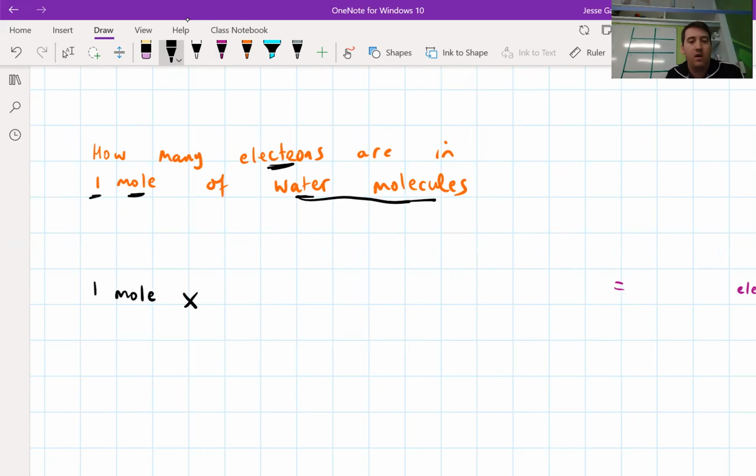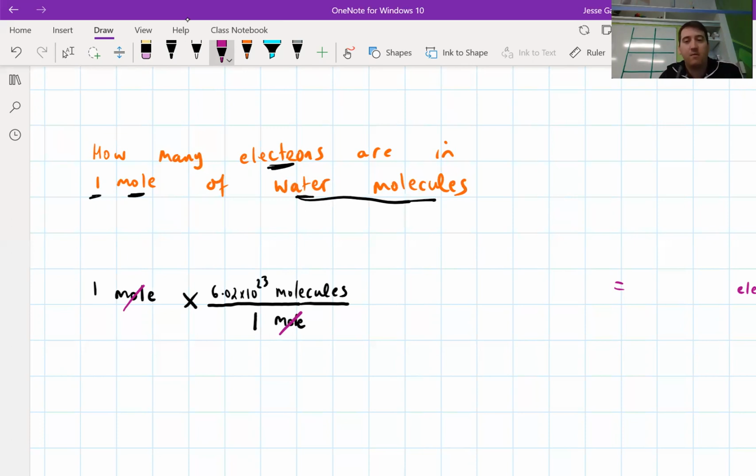So let's set that up with our fraction. I want to get rid of mole, so I'm going to put that on the bottom. And on top, I'm going to put molecules. So I'm converting mole to molecules. Now, 1 mole of anything is always that same number. It could be eggs, it could be molecules, it could be atoms, it could be electrons. It's always 6.02 times 10 to the power of 23. So watch what that allows me to do. I've cancelled moles, so now I've converted it to molecules.